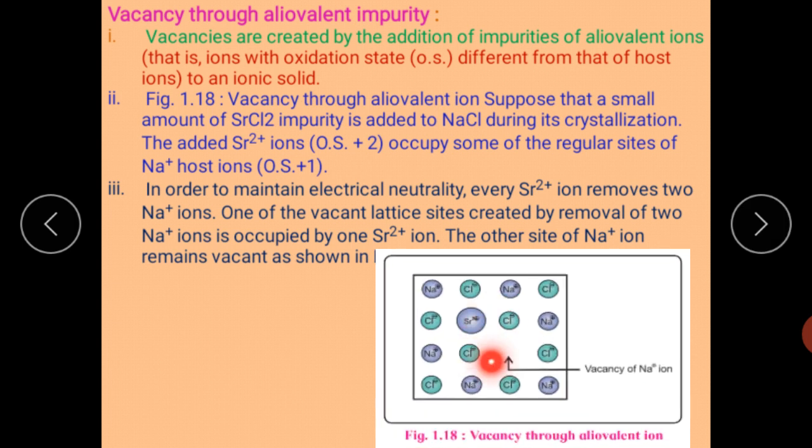In this case, this site remains vacant, and this is the vacancy of the Na+ ion, because Sr2+ ions are added to this NaCl crystal.